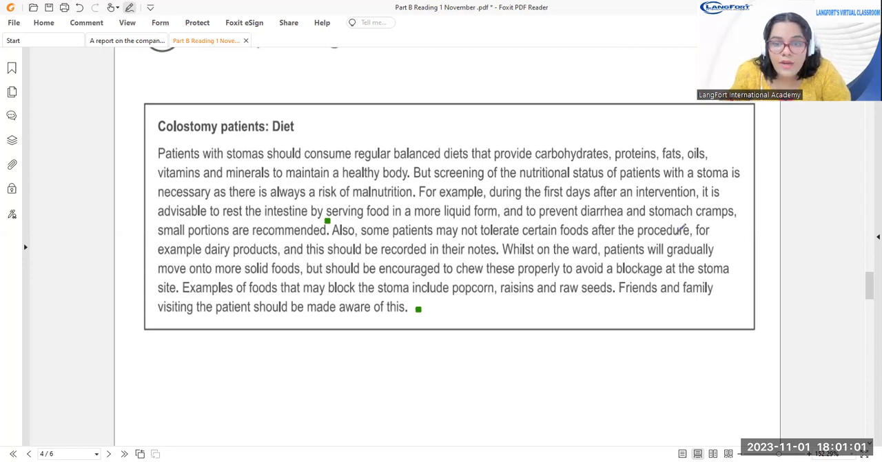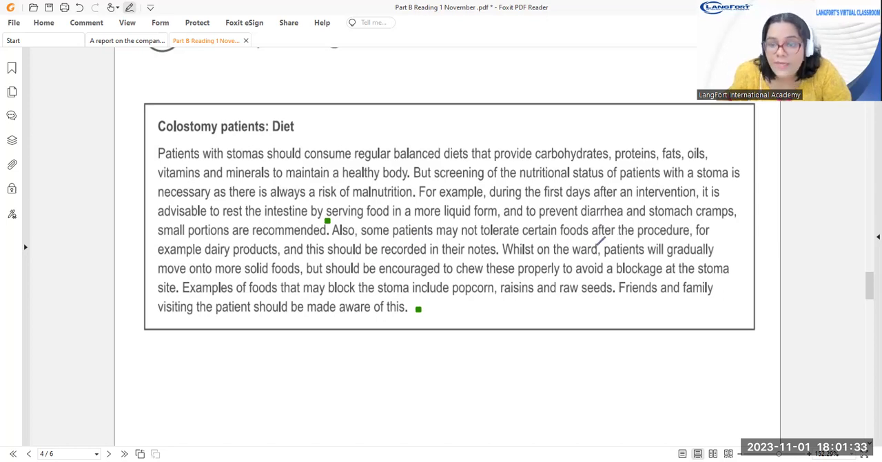So they talked about how there is a risk of malnutrition and we need to carry out the screening of the nutritional status. They gave an example: in the first days after the procedure, patients will be taking food in liquid form to rest the intestine, and in order to prevent diarrhea and stomach cramps, they will be given small portions. Also, some patients may not be able to tolerate certain foods after the procedure, such as dairy products, and we need to note that down, record or document that in their notes.